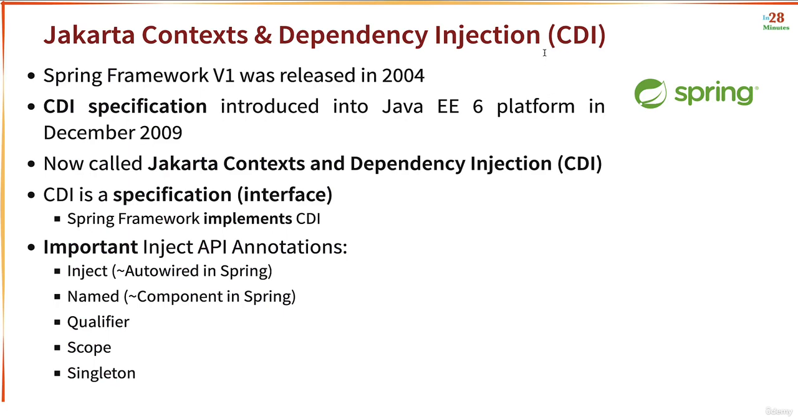In this step, we talked about CDI, context and dependency injection. This is just a specification defining a set of annotations. These annotations can be used to perform dependency injection. The great thing is Spring Framework also implements CDI, so it supports the CDI annotations. In this step, we looked at examples of inject and named. Inject is very, very similar to auto-wired in Spring, and named is very, very similar to component in Spring Framework.